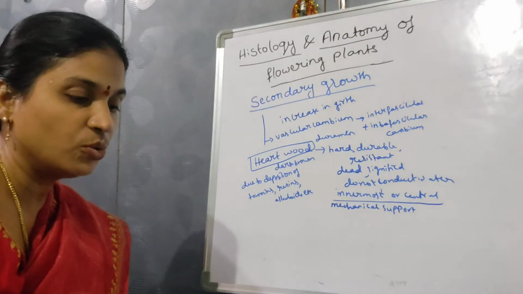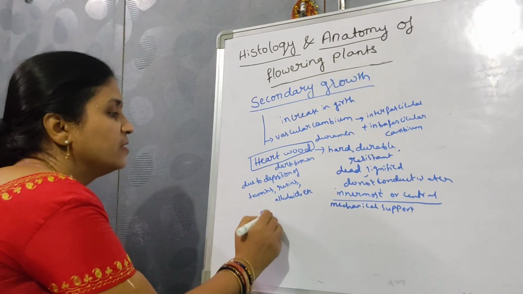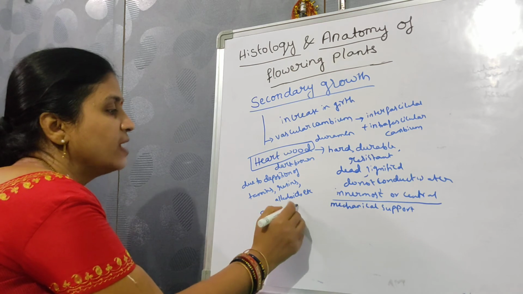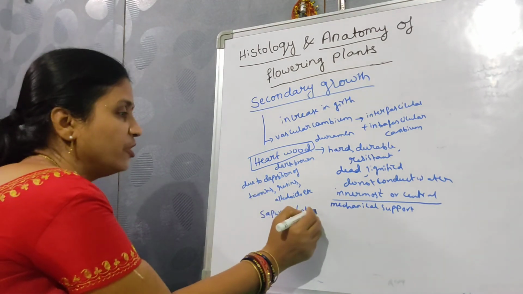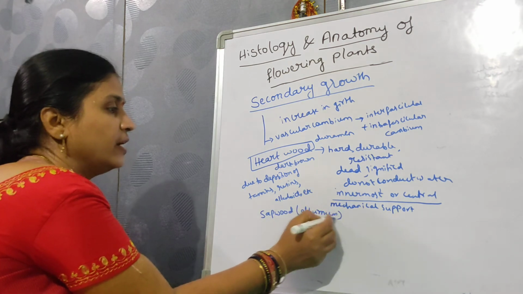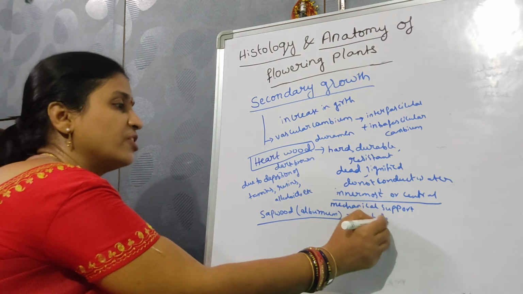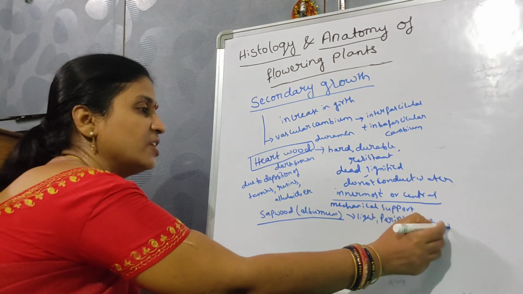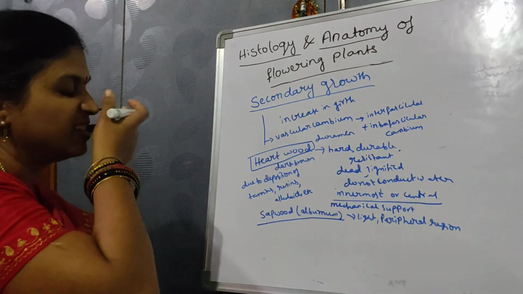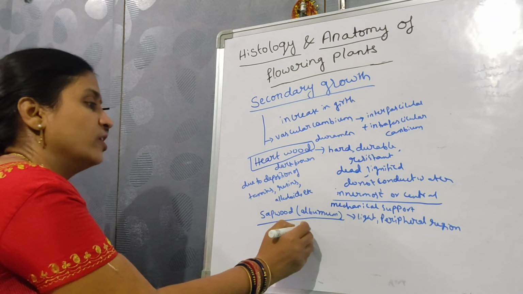Okay, coming on to the sapwood. Sapwood is also called alburnum. It is lighter in color, present in the peripheral region of the wood, and it is going to conduct the water.